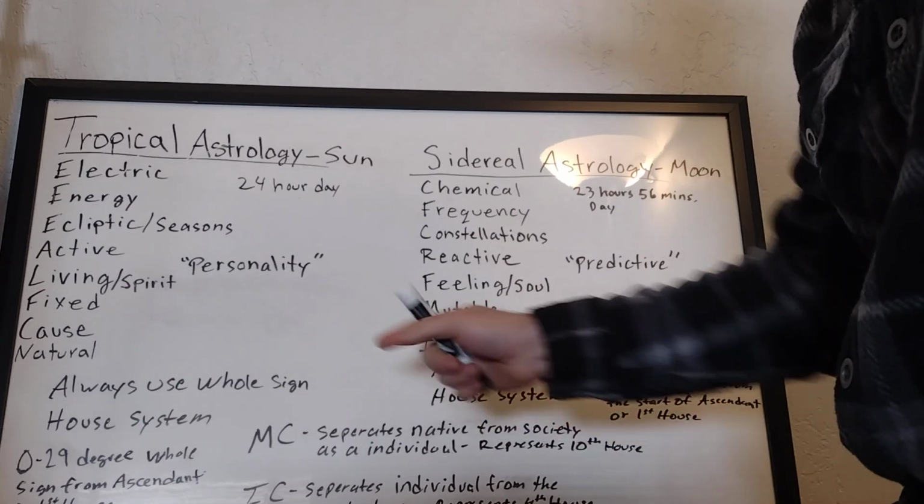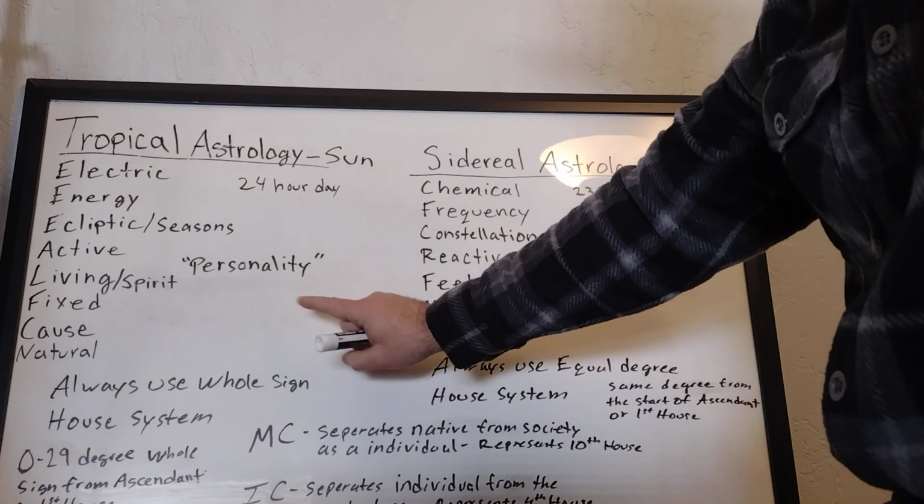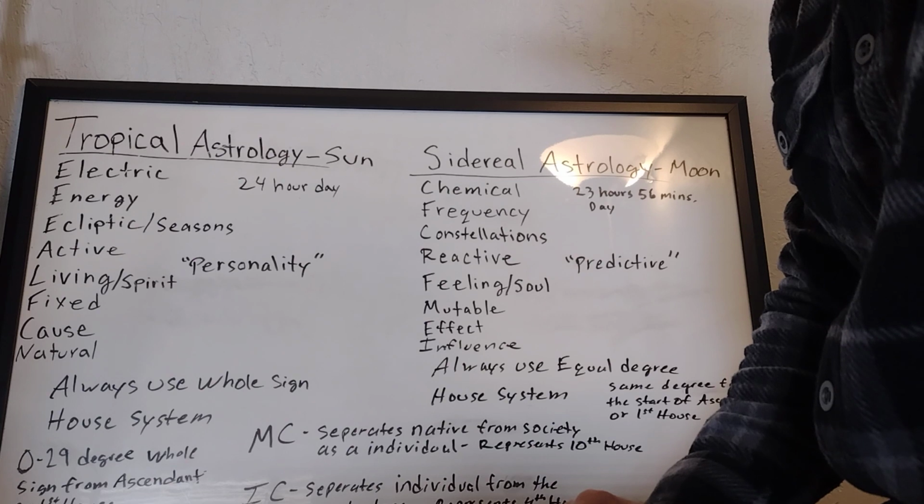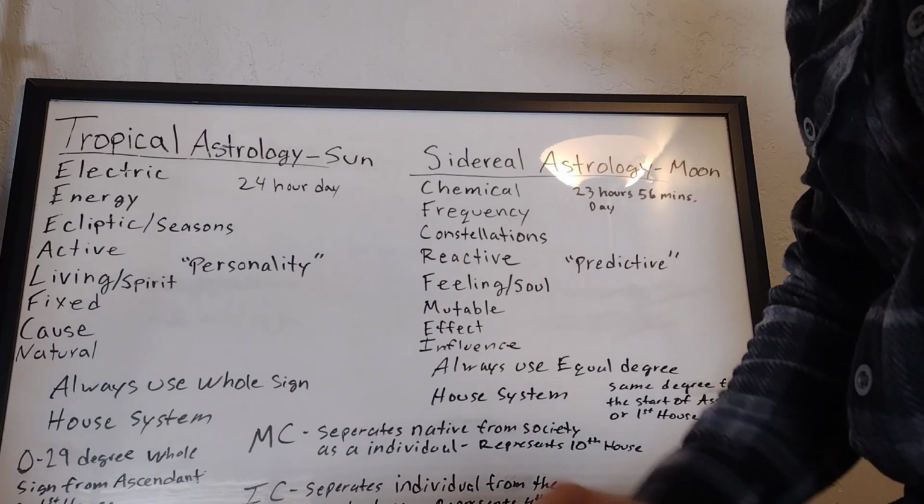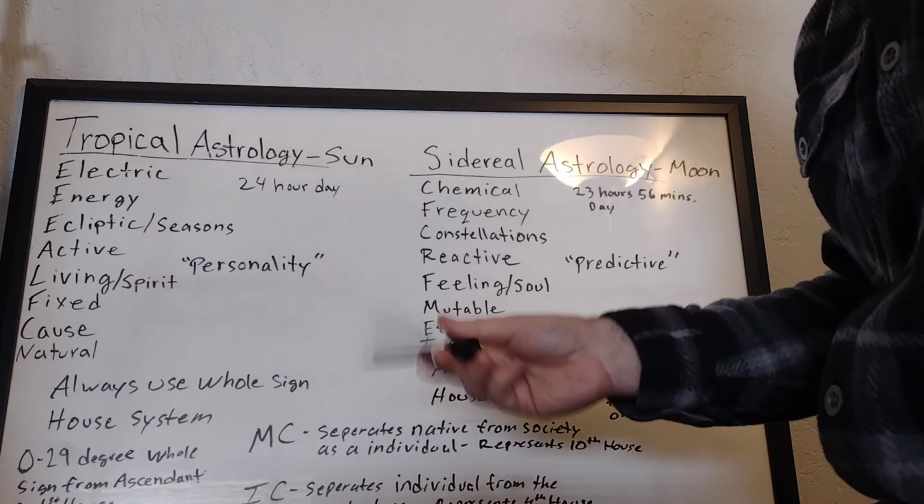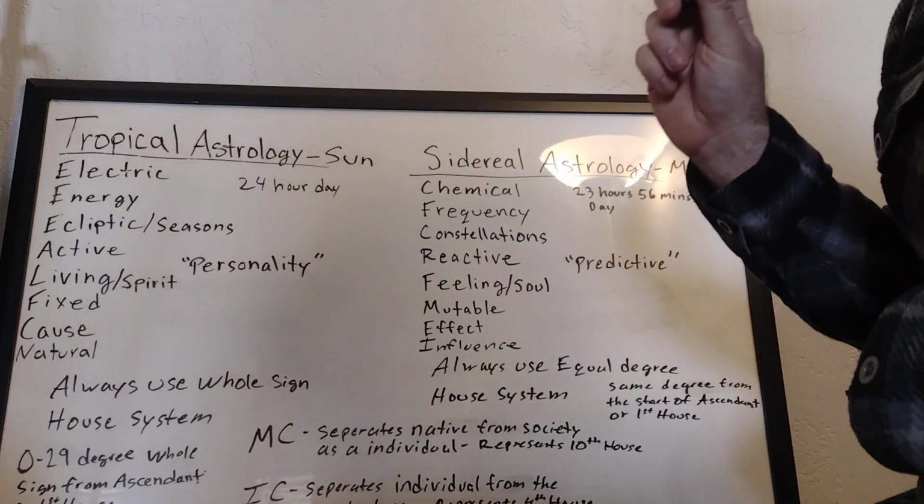So it's very important to understand why this is fixed and why you should always use whole sign house systems. I'm also a traditional astrologer, so I will be making a future video on traditional astrology and modern astrology and their differences, and why traditional astrology is mainly the one to focus on. But still, not to negate everything about modern astrology.